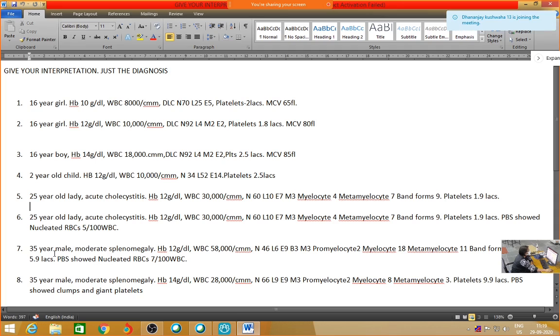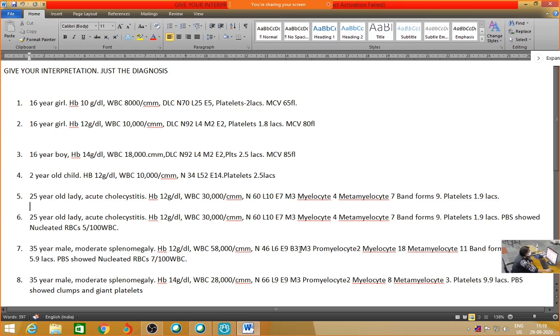So you have a 35-year-old male with moderate splenomegaly. Hemoglobin is 12. For a 35-year-old, the hemoglobin is on the lower side; 12 is anemic. The WBC is 58,000. That means this is definitely leukocytosis. Then look at the differential. Neutrophils are 46%, lymphocytes 6%, eosinophils are 9%, borderline eosinophilia is there.